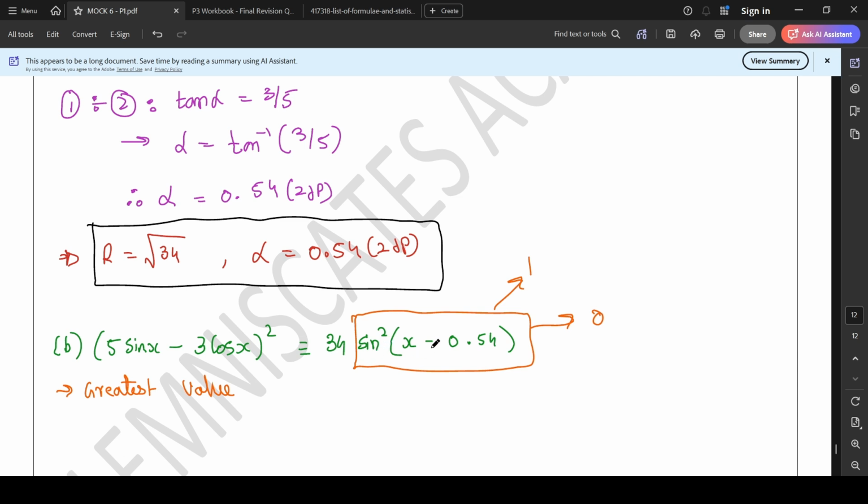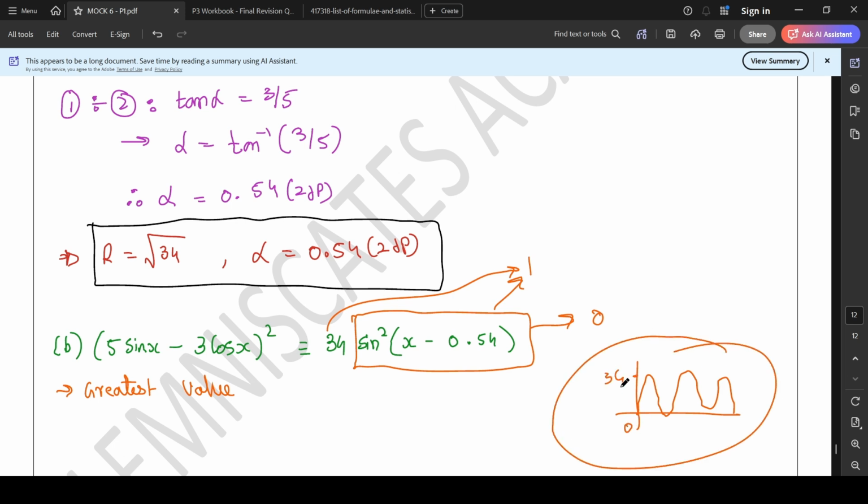Because the sin square x variation, or sin square of anything, is always in between 0 to 1. So the maximum value of the entire thing will be when 34 is multiplied by 1 and the minimum value will be when 34 is multiplied with 0. Of course, the sin square x graph looks something like this. And if you stretch the graph in the y-axis by 34, this is going to become 34 and this is going to be 0. So this is the quick visualization of what we are doing over here.